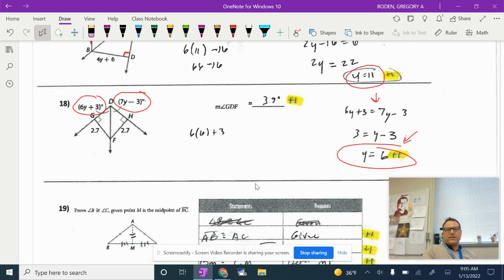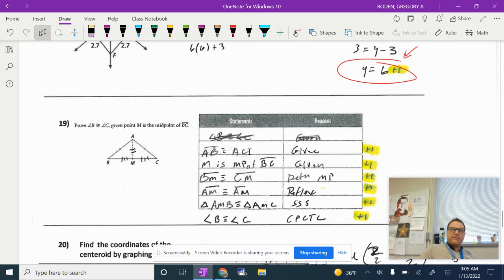And then I just put 6 into this equation for, what are we trying to find? GDF. So we're trying to find this angle right here. You could put it in either one because it's going to be the same, but 6 times 6 plus 3 gives me 39. All right, so here's the next one.